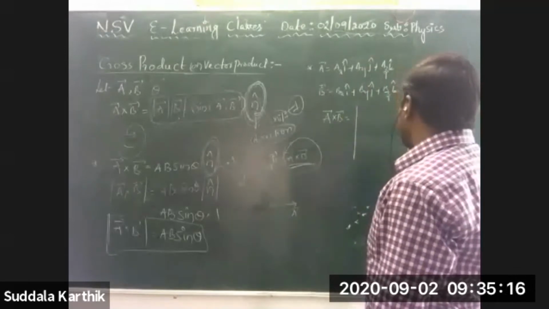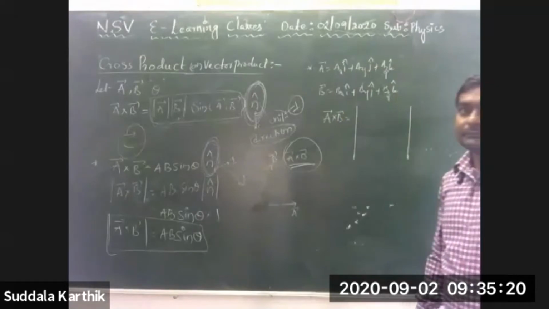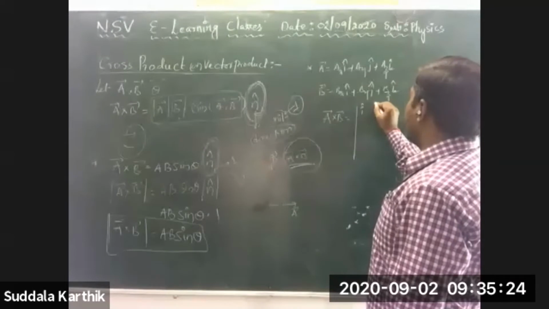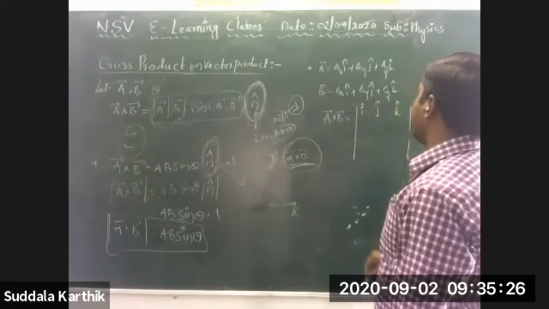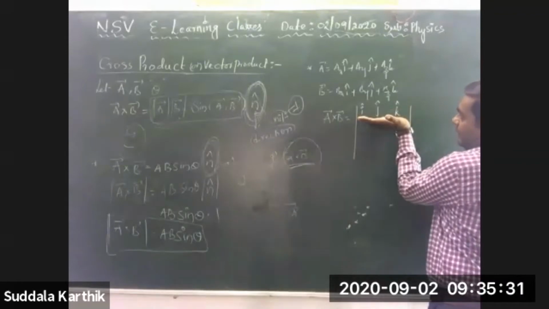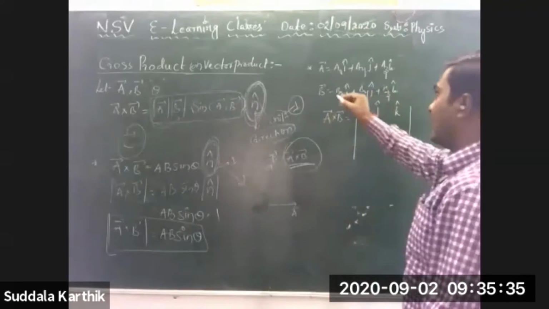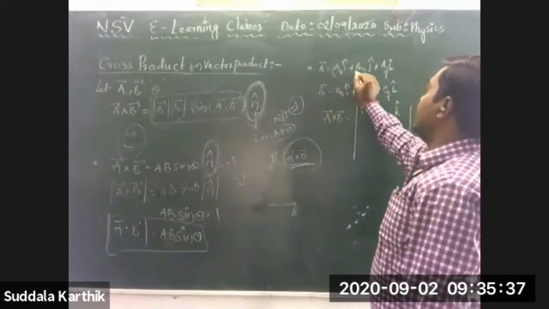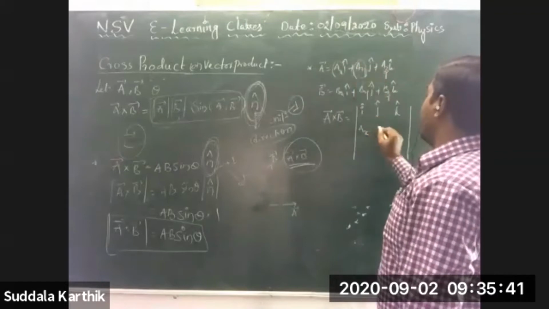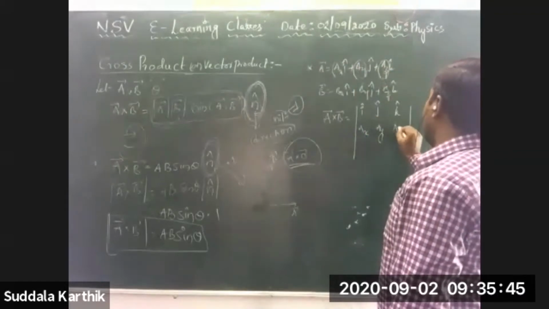a determinant symbol. In mathematics, in matrices, we have this determinant symbol. First of all we have to place I cap, J cap, K cap. You must place I cap, J cap, and K cap in the first row. In the second row, the X component goes under the I cap, the Y component I am writing here, and the Z component here.